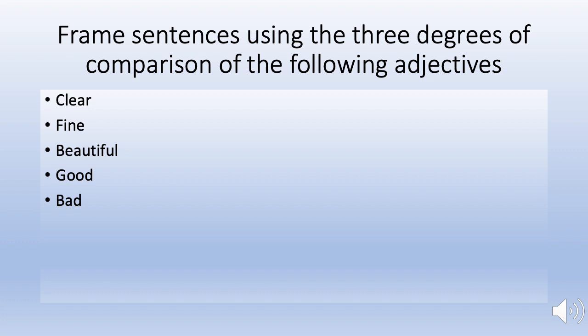Another useful exercise is to frame sentences of your own. You can choose any adjective as I have listed here, and frame sentences using the different degrees of that adjective. Let us look at the word fine, for example. I may frame a sentence like silk is a fine fabric. I have used the positive degree of fine. Now when I want to write a sentence using the comparative degree, I know that the word that I have to use is finer. Fine plus er becomes finer.